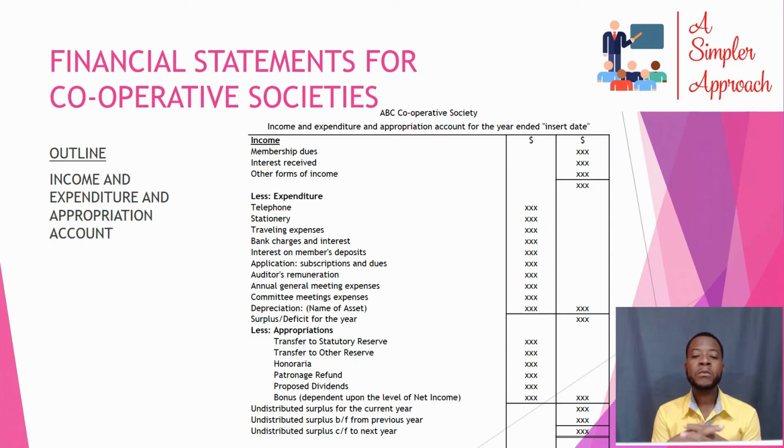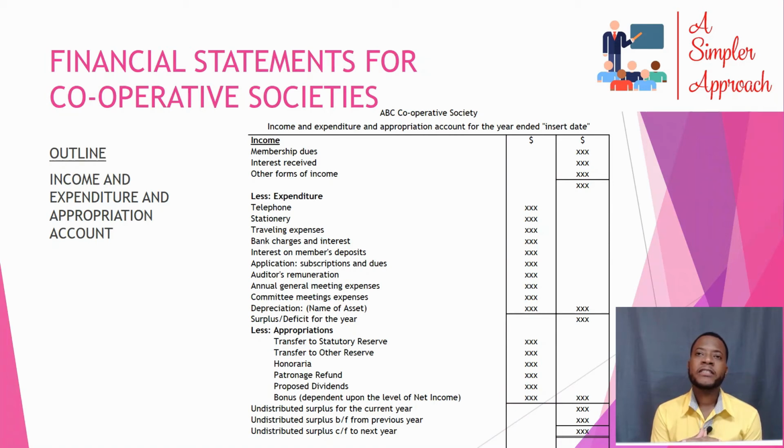Okay? And then in the appropriation section, similar to limited liability companies, we have transfer to reserves. We have something called honoraria, we'll soon talk about that. Patronage refund, we mentioned that a few minutes ago, as it relates to when surplus is derived from consumer cooperatives. They give back the surplus to members through patronage refund. Then you have proposed dividends, and then you have bonus, and bonus depends on the level of income that is derived.